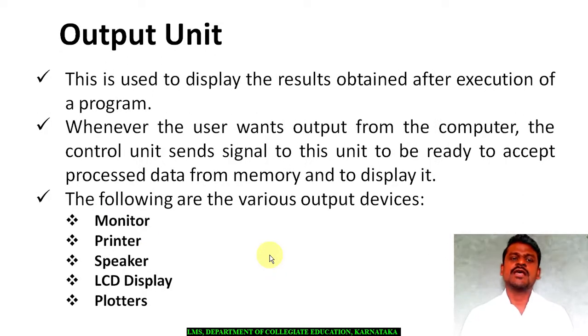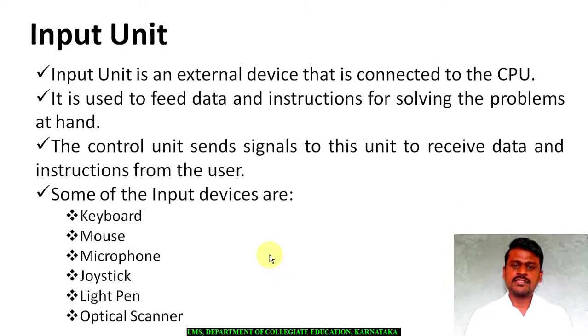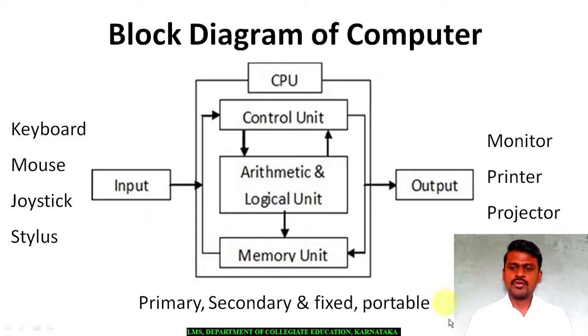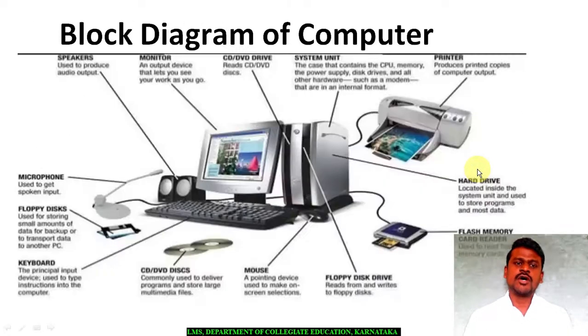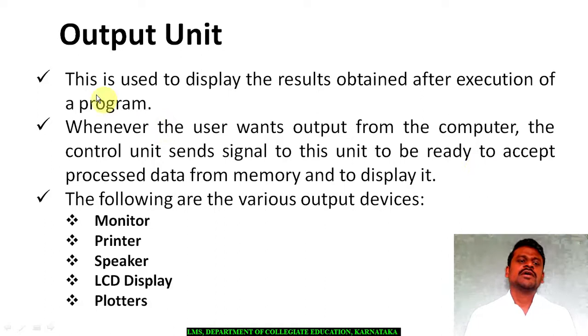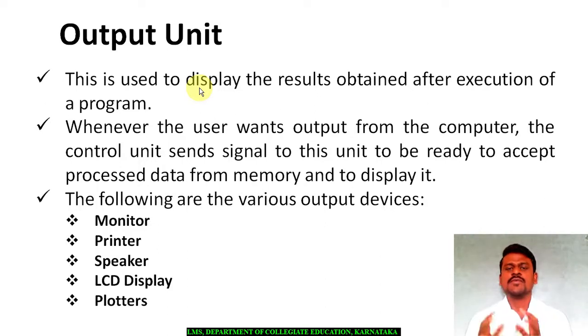Next is the output unit. As you have seen, in the final stage, that is the output unit. You can see here, this is the output unit. So we will see the operations of the output unit now. This is used to display the results obtained after the execution of the program, right? From the input device, we will take the input. From the central processing unit, we will process the data.